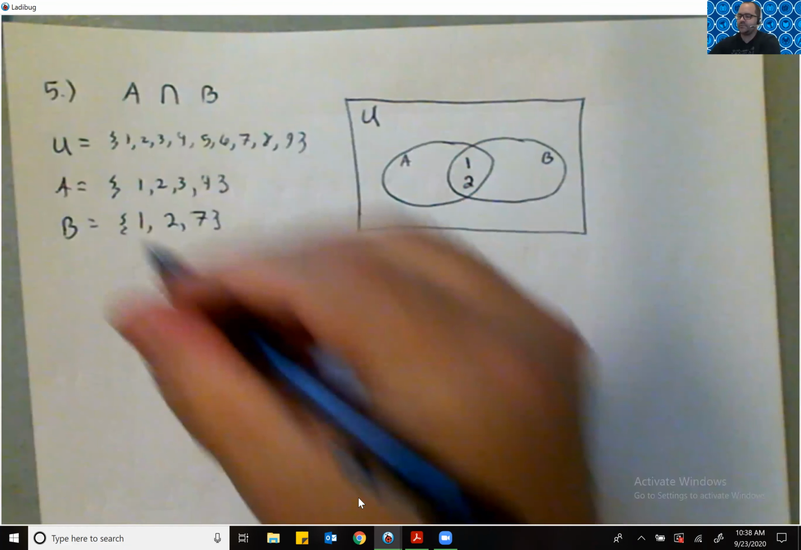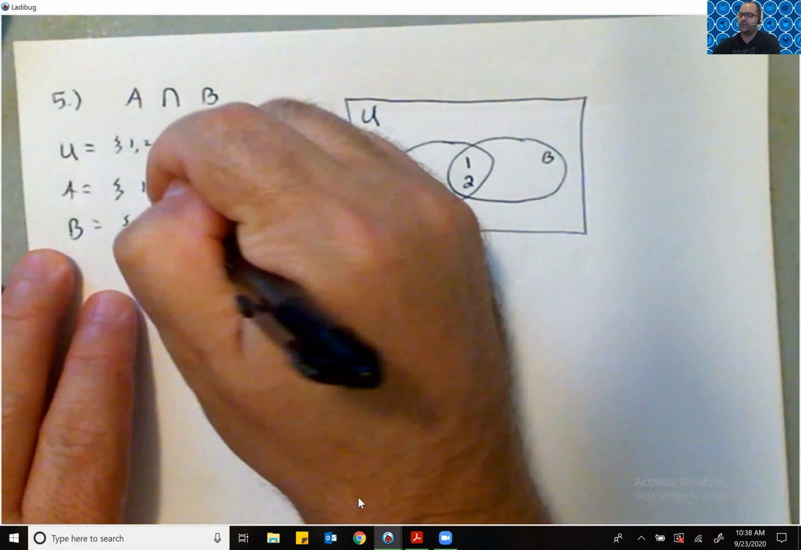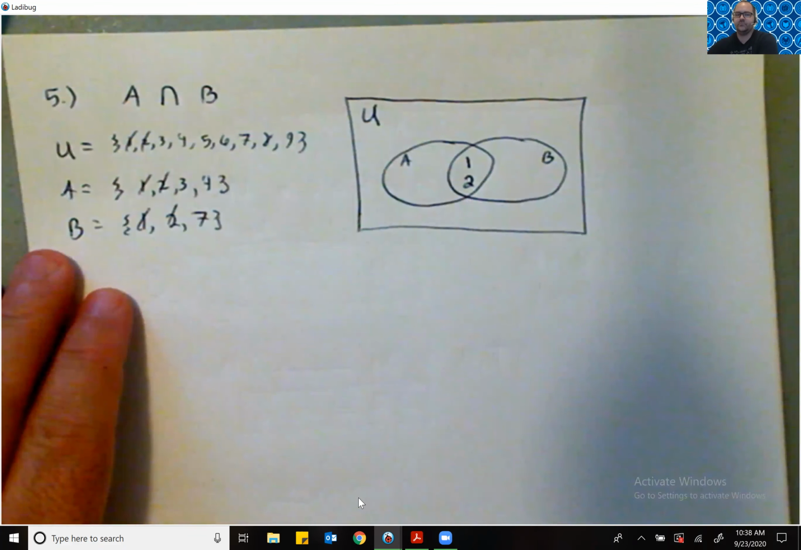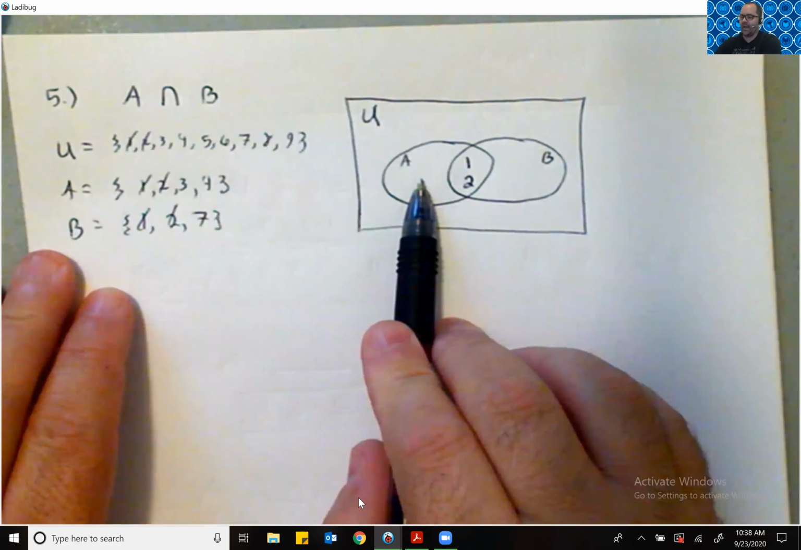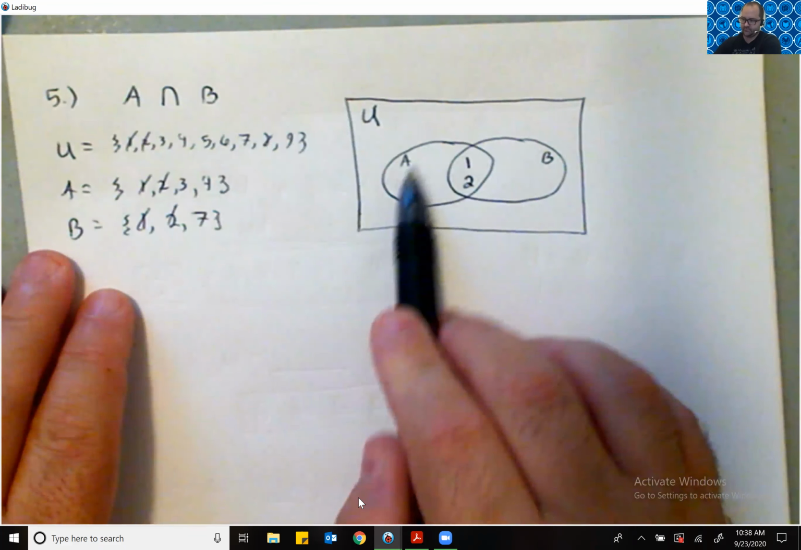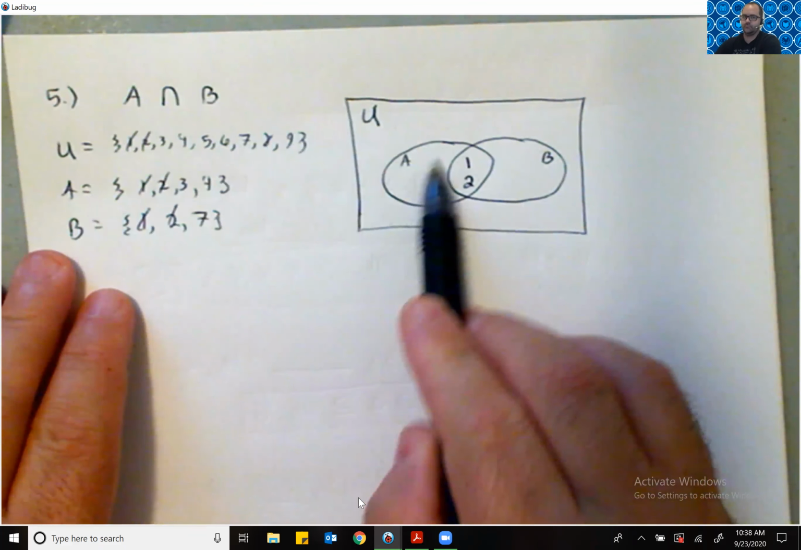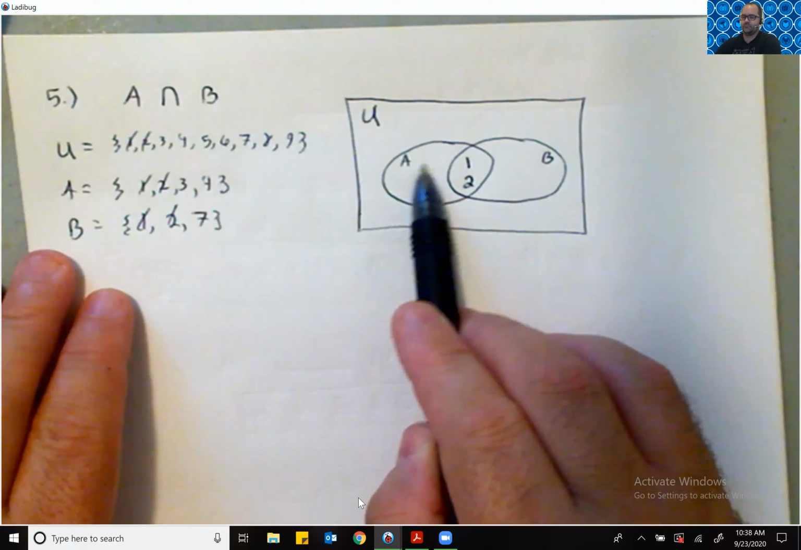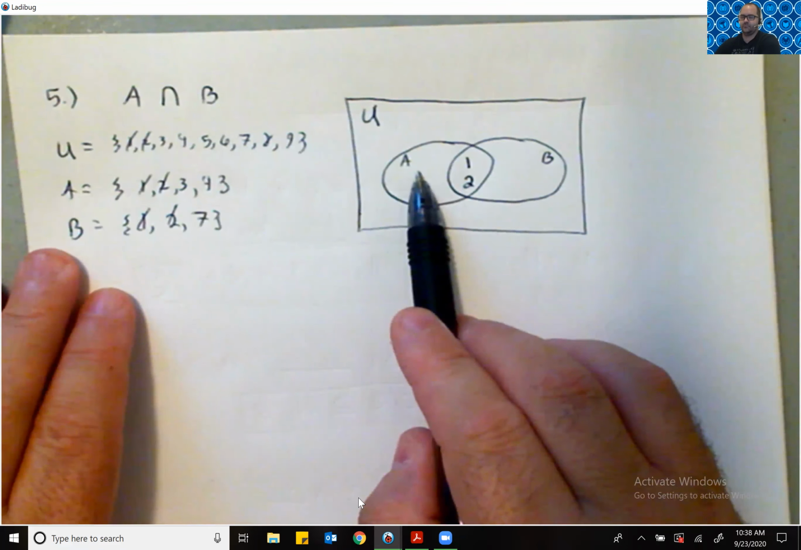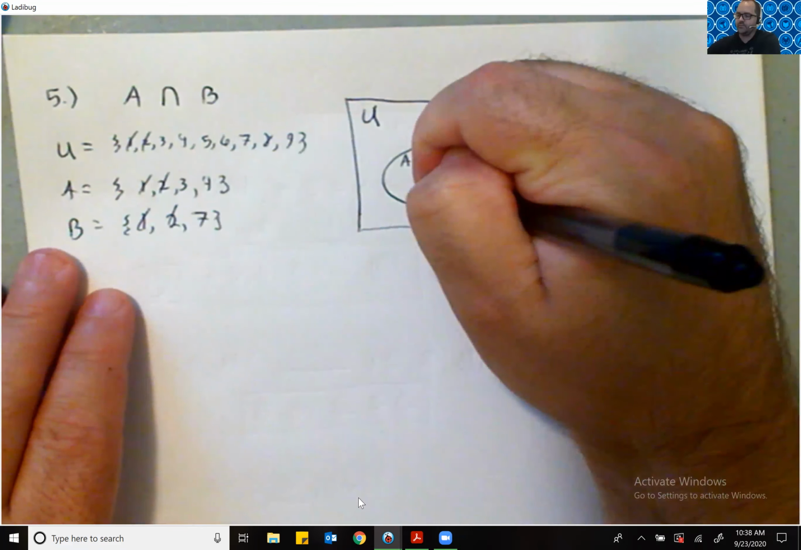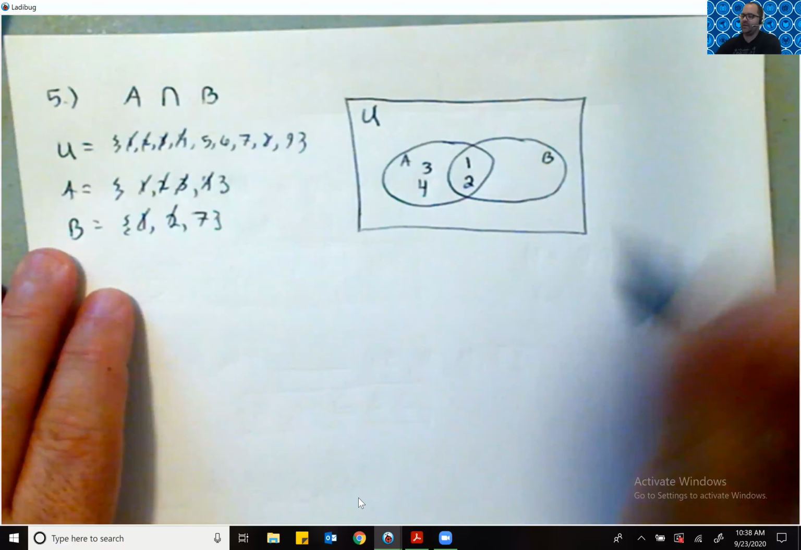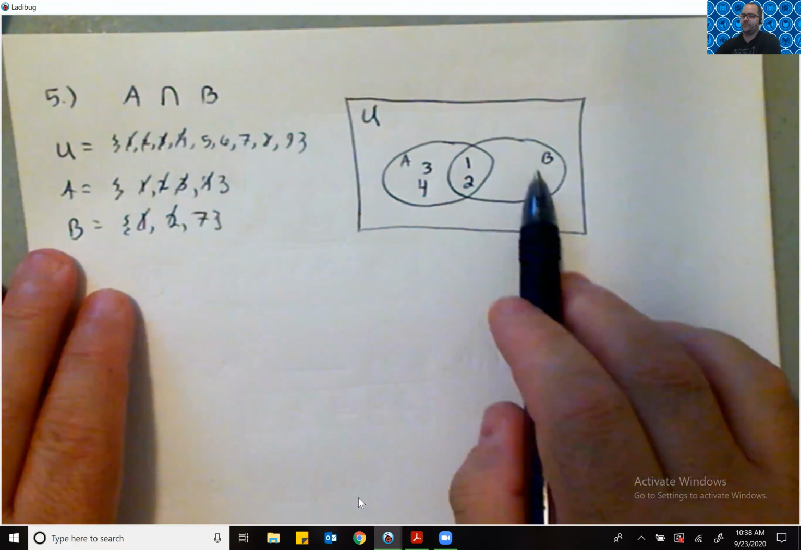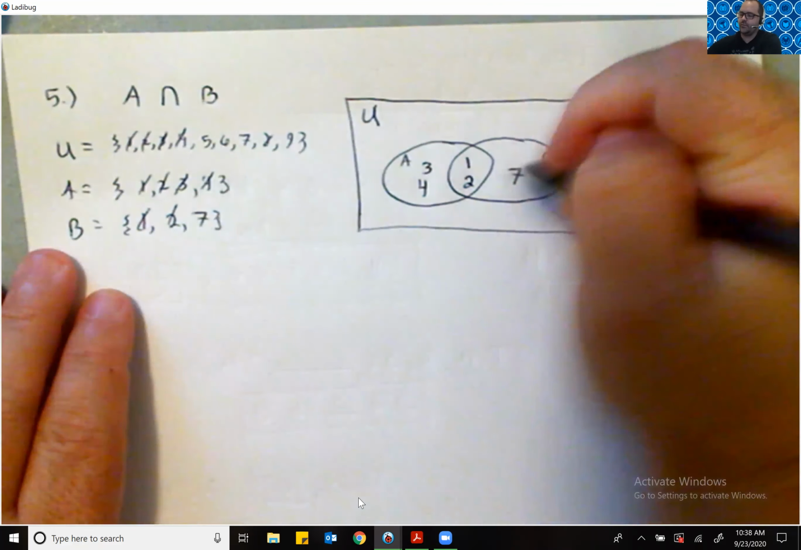And then once you use those, they're done. You're never going to touch them again. Then you start to work your way out. So what numbers are left in A? 3 and 4. And those numbers are now gone. What numbers are left in B? 7. And those numbers are now gone.